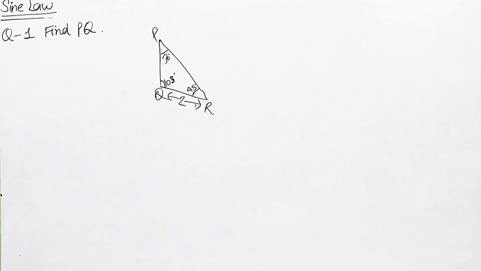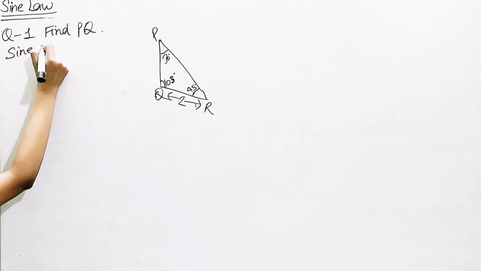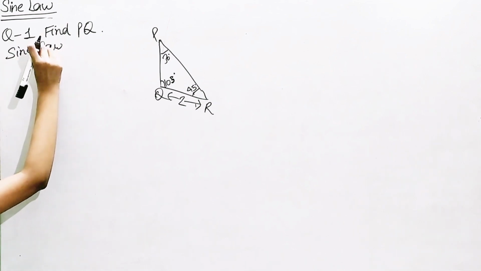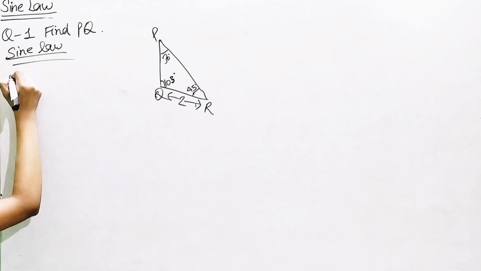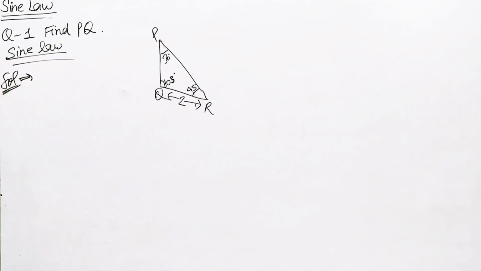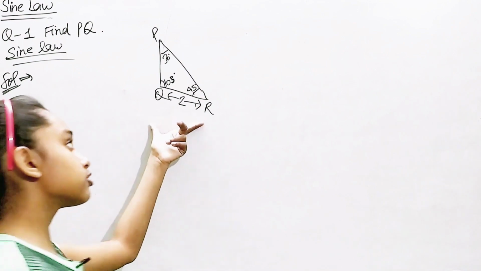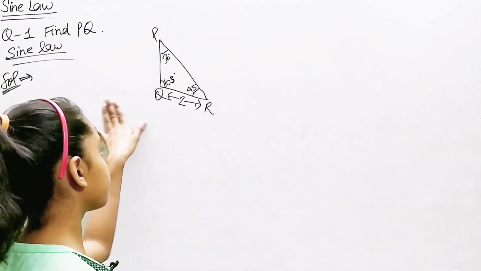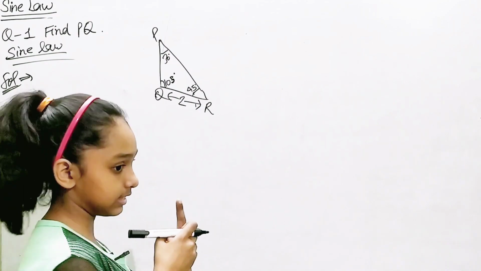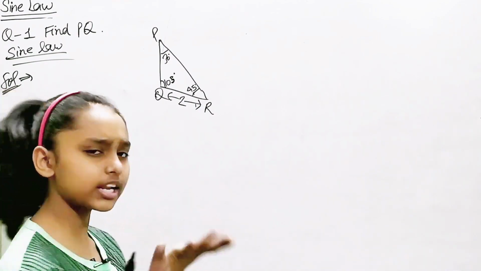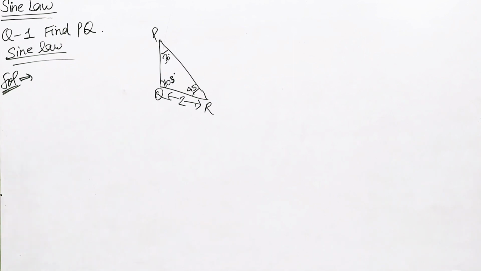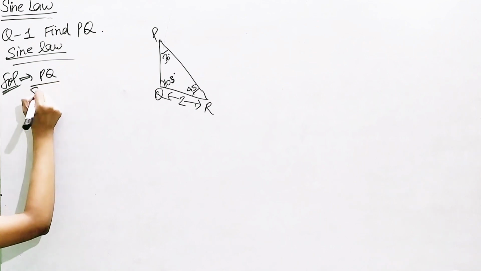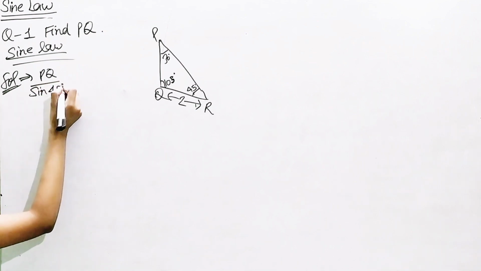First of all, as you all know, I'm going to use the sine law. So what will our solution be? You can see that only one side is given to us, but don't worry, we can find it with only one side. So I'm going to write PQ by sine 45 degrees.